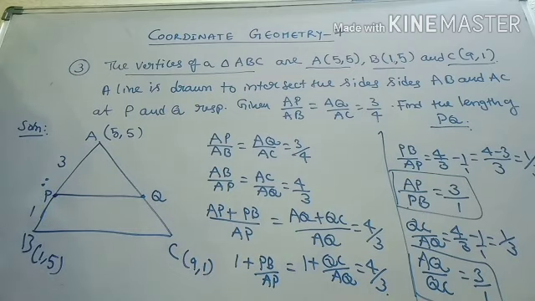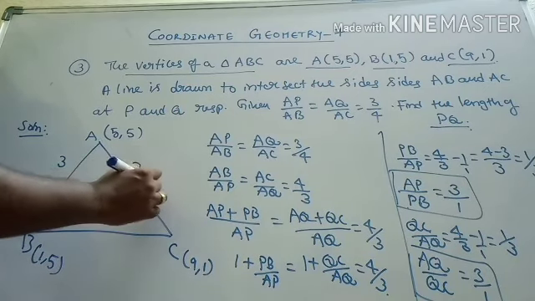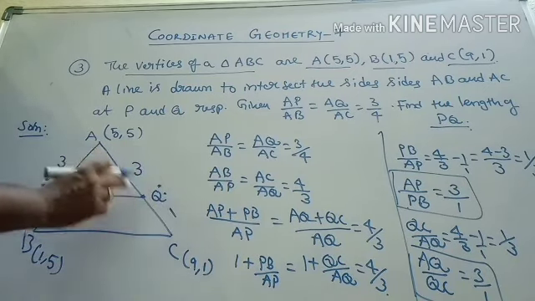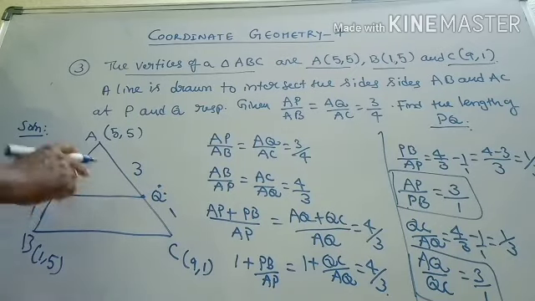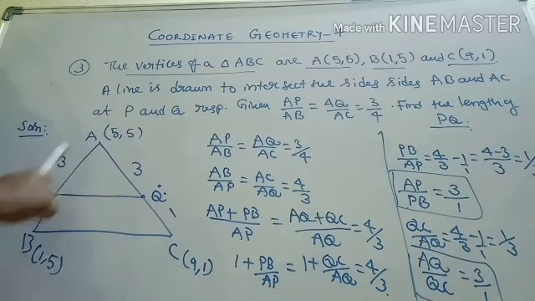That means AP is 3 to 1. This is 3 parts and this is 1 part. And similarly this is also 3 is to 1. AQ is 3 and QC is 1. Like that AQ by QC, AP by PB, that is 3 is to 1.